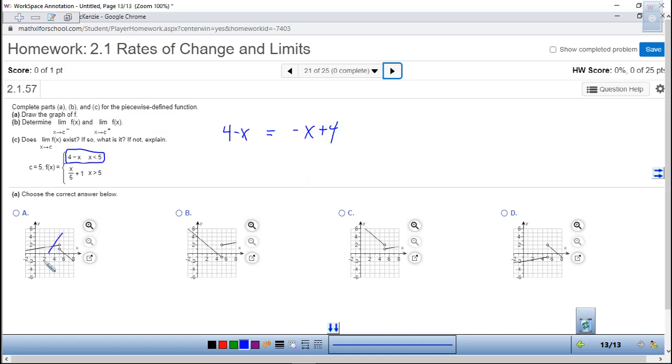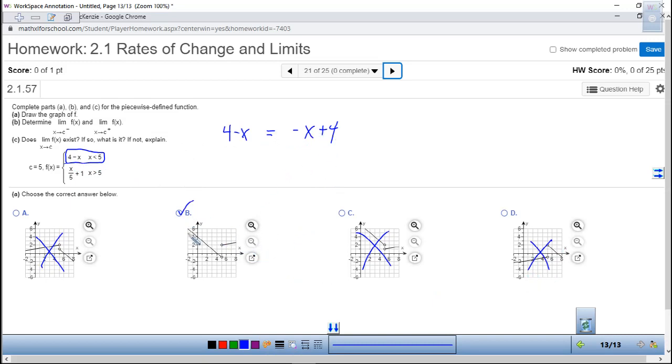So we can automatically get rid of this option. We'll come back and look at that one. The y-intercept for this one is going to be way too high, so we can get rid of that one. And that has a positive slope, so we can get rid of that one. So right there, just looking at that first one, we're down to the point where this has got to be the graph. But let's go ahead and talk about it and look at it.